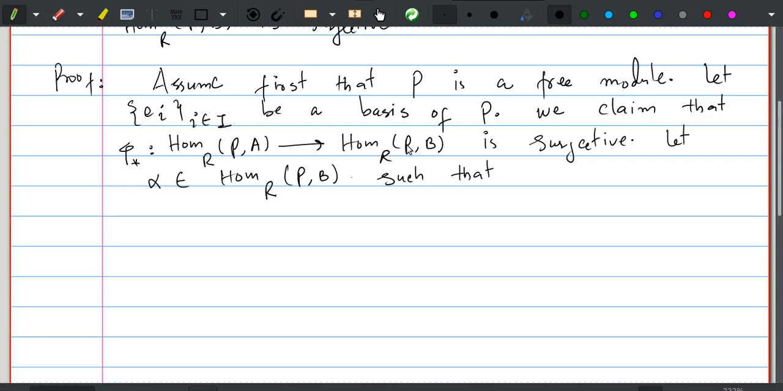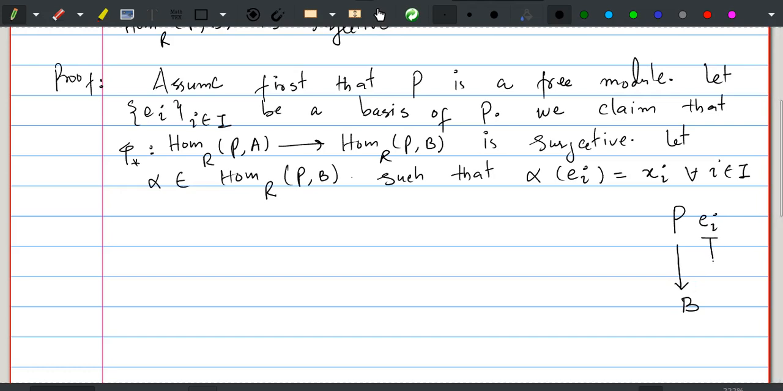Now P is free here, we have assumed that P is free, so we can define alpha like this: alpha of e_i is x_i for all i in I, because this set here is a basis of P. So P is here and this is our B here. An element e_i is mapped to x_i.